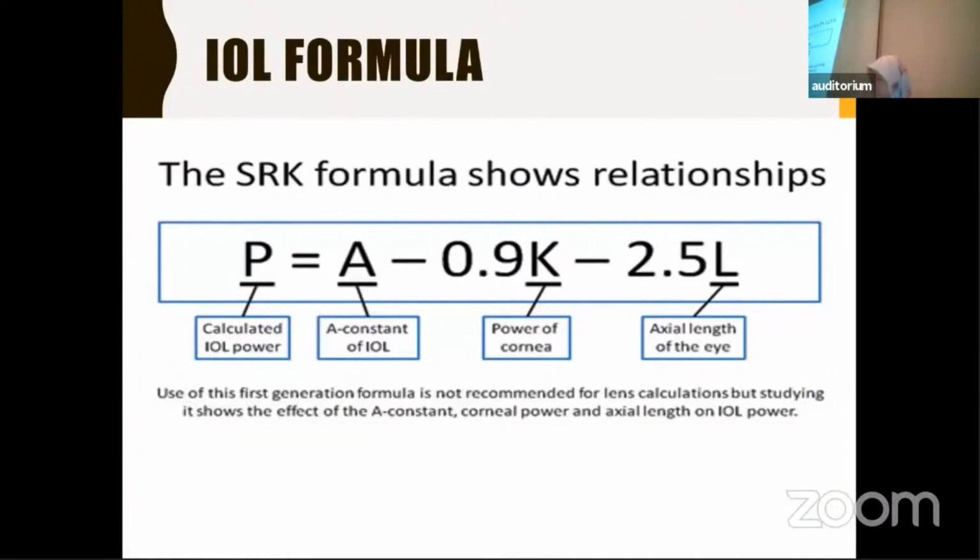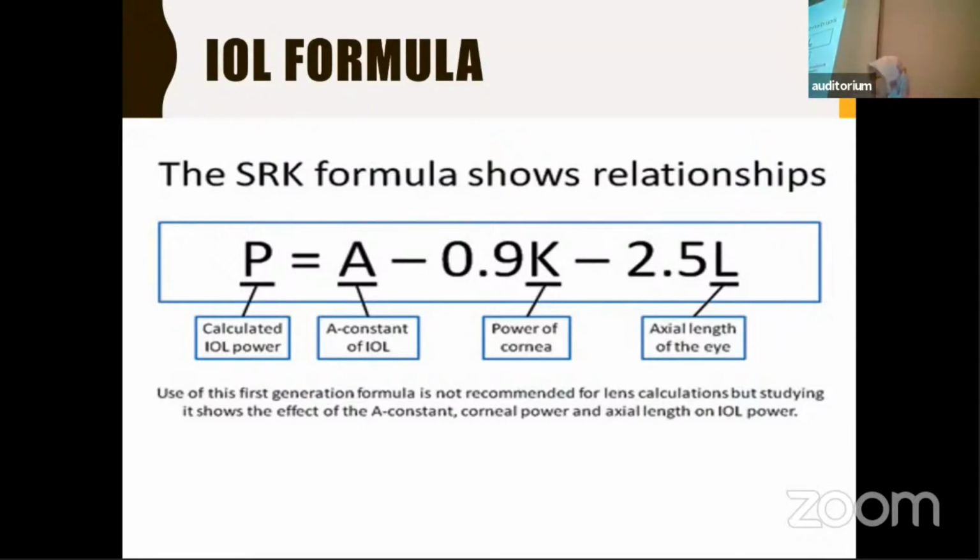So I want to show the formula, the first generation SRK formula, which is not recommended for lens calculation nowadays. What I'm trying to show here is the importance of measuring biometry in the right way to get the exact IOL power. If the measurement is not performed accurately, the patient may come out with significant refractive error.